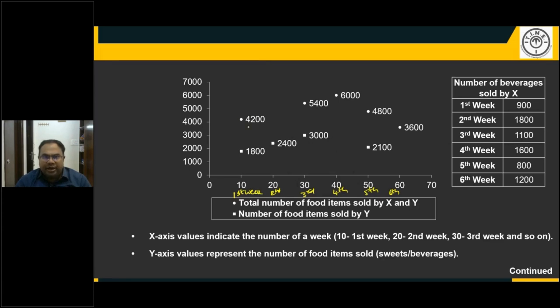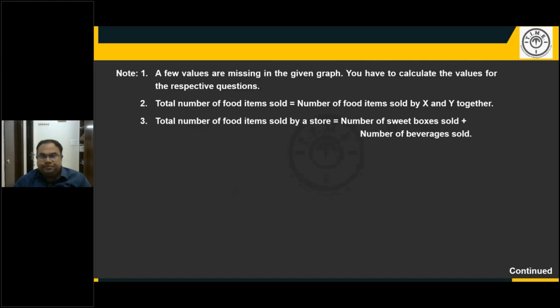Let's say I know here total and Y I know. Here I know Y, total not given. Here I know both total and Y. I know total, Y is not given. I know total, Y is not given. Right? So we need to find out depending on the data given in the question. Right? Total food items is nothing but food items sold by X and Y together. Total food items by a store is sweets boxes plus beverages.